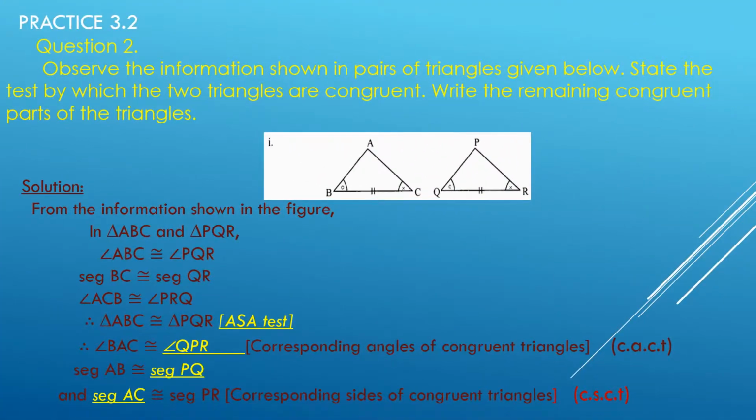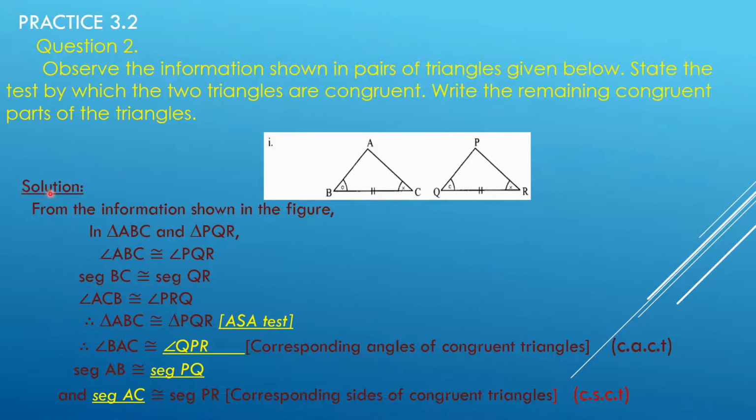Question number 2. Observe the information shown in pairs of triangles given below. State the test by which the two triangles are congruent. Write the remaining congruent parts of the triangles. The figure is already given and some congruent parts are also marked in this figure. This is an activity based question. Therefore, you have to write by which test these two triangles are congruent. Some information is also given.